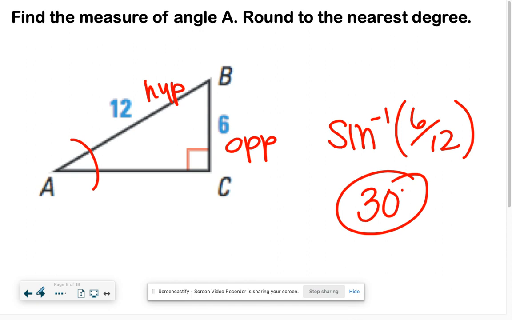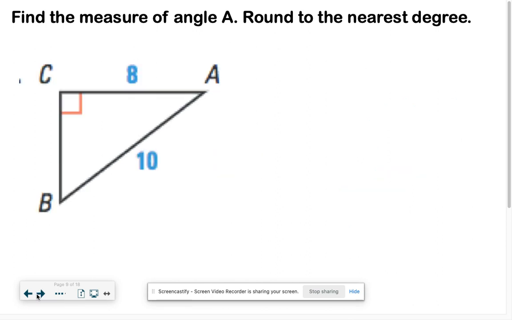Okay, you guys get a head start on the last one. We'll compare. Don't blurt it out yet. It's more than 15, less than 90. Remember, going from angle A, label your sides.